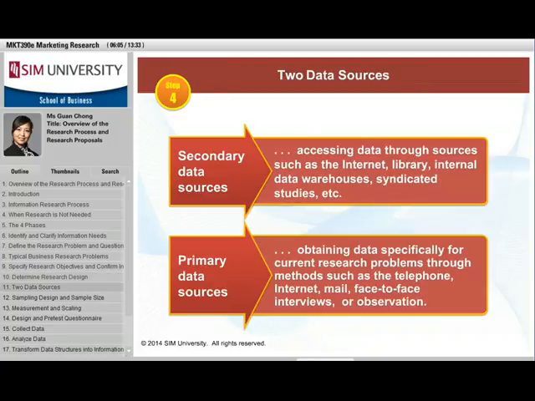There are two main types of data sources: secondary data sources and primary data sources. Secondary data is accessed through the Internet, library, internal data warehouses, syndicated studies, and so on. Primary data are obtained specifically for the current research problem through methods such as telephone interviews, Internet, mail, face-to-face interviews, or observations.